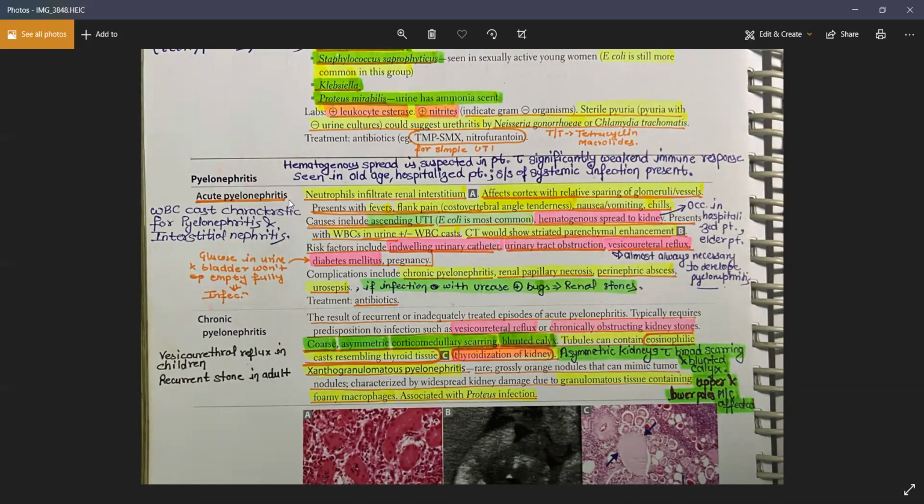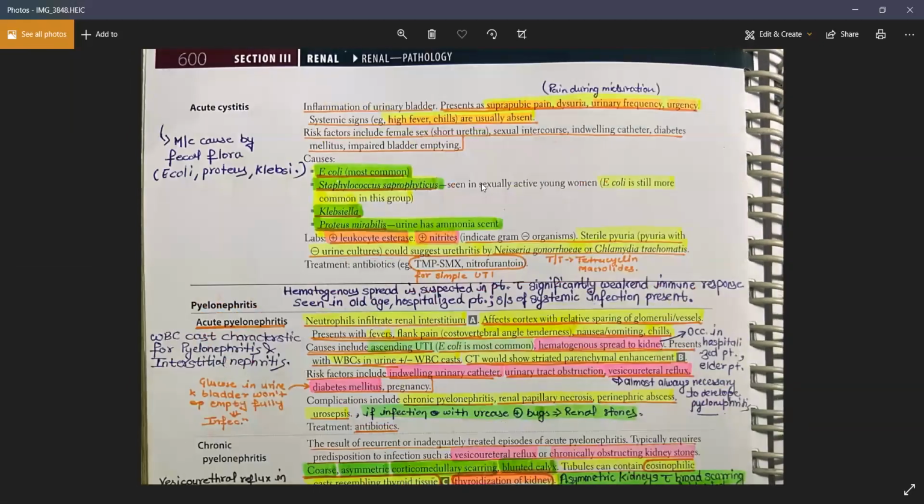In pyelonephritis, you will first have flank pain. Of course, you will have systemic symptoms like fever, which is always present, along with all the symptoms of cystitis: dysuria, frequency, urgency. Sometimes suprapubic pain can also be present, but not most of the time. You will mainly have dysuria, frequency, urgency, flank pain, fever, chills. These are the symptoms the patient will present with in the emergency department. Apart from that, the patient can also have nausea and vomiting. So fever, flank pain, nausea, vomiting, chills, dysuria, frequency, urgency, these are all the symptoms of acute pyelonephritis.